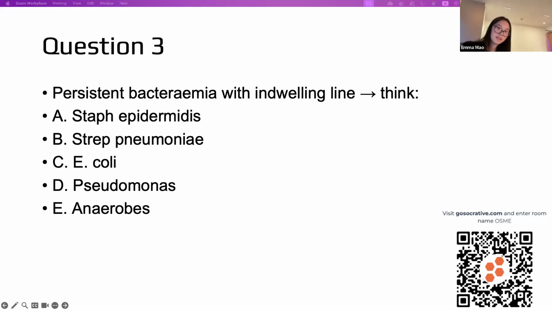Okay, so that one is Staph epidermidis, a coagulase negative staph. They're usually on the skin, so they colonize the lines.